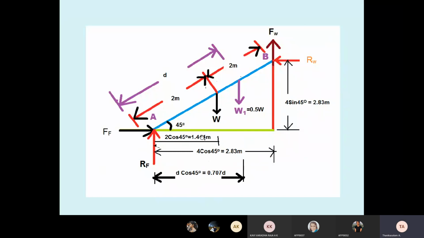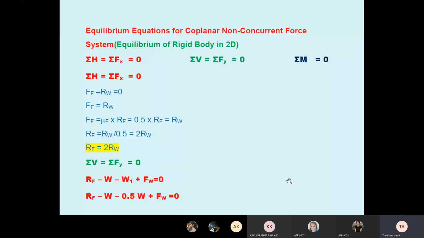That is 2 cos 45. Here there is no smooth wall mentioned. That's why I consider FW here. Now we know the equilibrium equations: summation H = 0, summation V = 0, summation M = 0. What are the horizontal forces? FF minus RW equal to 0.